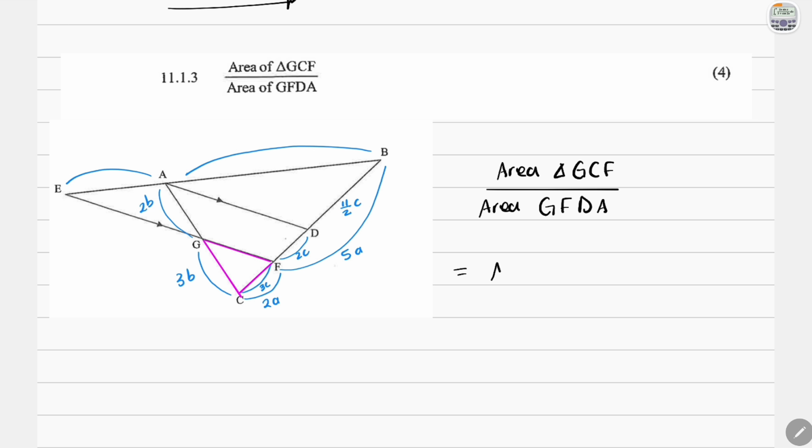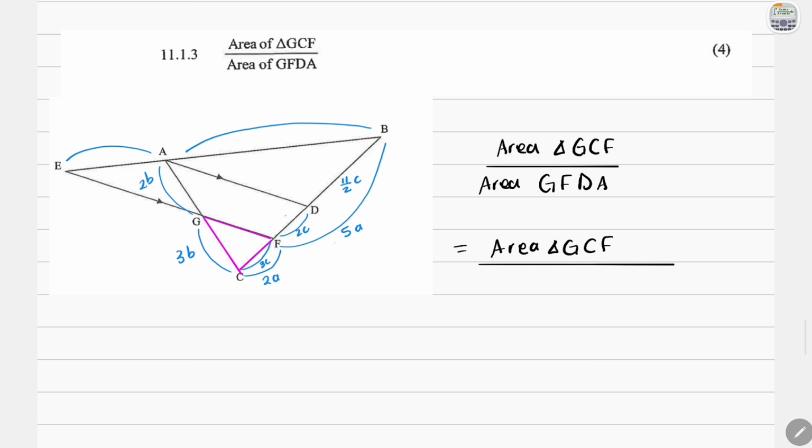Okay, so I'm saying that this is equal to, we still have the area of triangle GCF, but then to form this trapezium, we simply say the area of this larger triangle, triangle CDA, minus the area of this triangle on top. If you take away the area of that little triangle, triangle GCF, then you end up with the area of that trapezium over there.